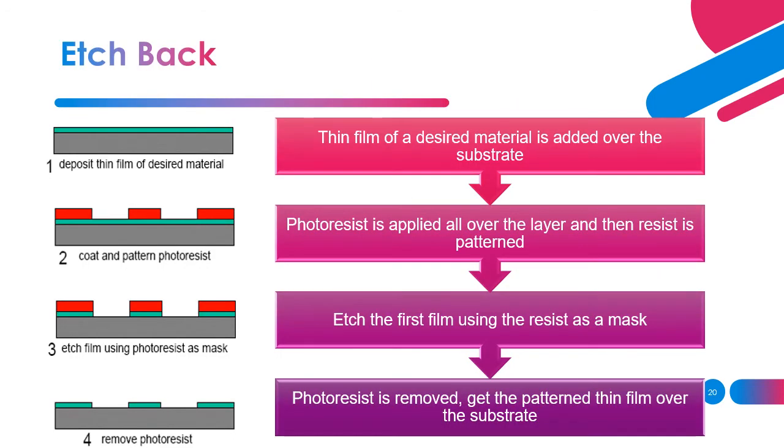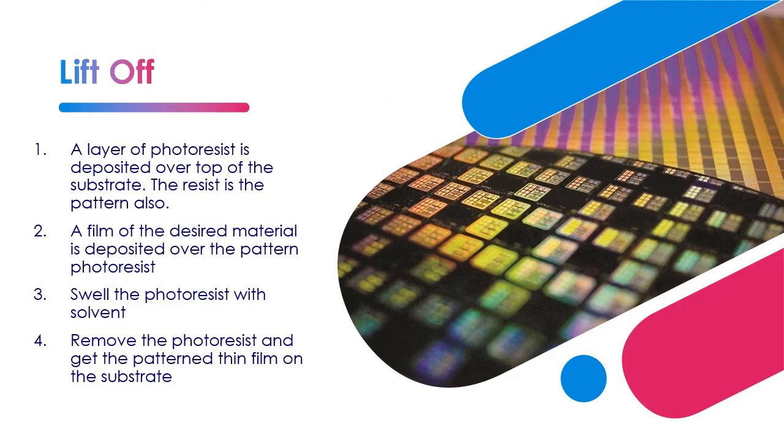After the printing process, there will be an etch back process. We can recall that a thin film of the desired material is added on the substrate, and then we apply the photoresist and etch the first film using the resist as the mask. The photoresist is then removed to get the patterned thin film over the substrate. The term used for stripping the photoresist is called lift off. A layer of photoresist is deposited over the top of the substrate, and the resist is patterned too. After the film of the desired material is deposited over the patterned photoresist, the photoresist is swollen with solvent and removed, and then we get the patterned thin film on the substrate.